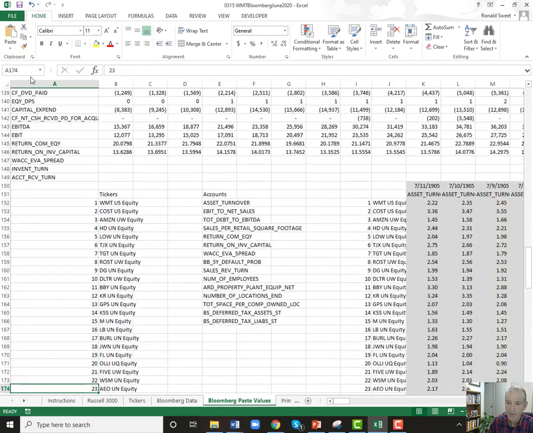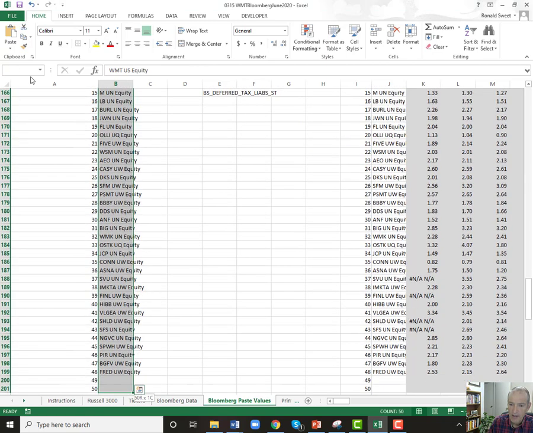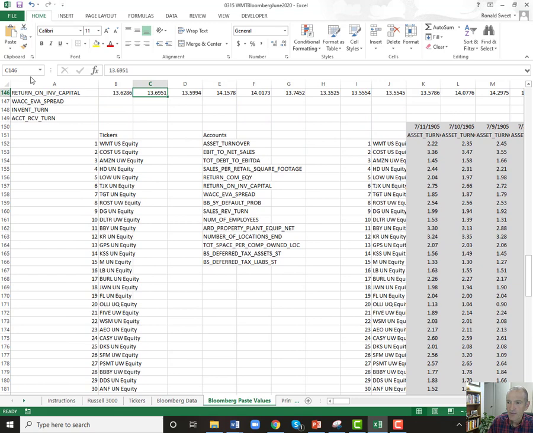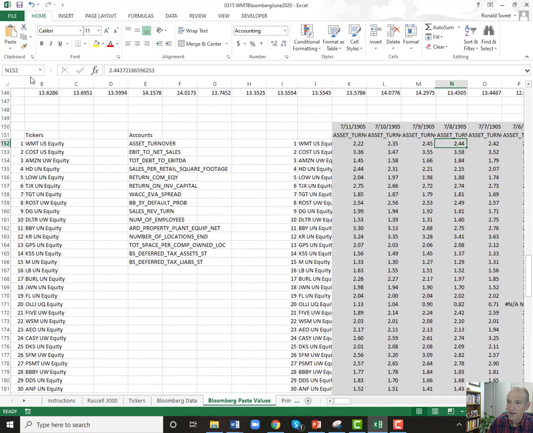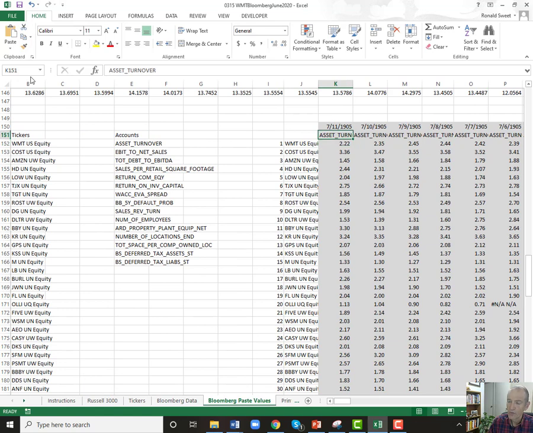The bottom part, what I'm doing is I'm bringing in the competitors. You can see for Walmart, I brought in 48 competitors. And that's what all this stuff here is on the right. It's all the competitors. So like here's asset turnover. We'll talk about asset turnover here in a little bit. But here's the asset turnover for all of these companies.